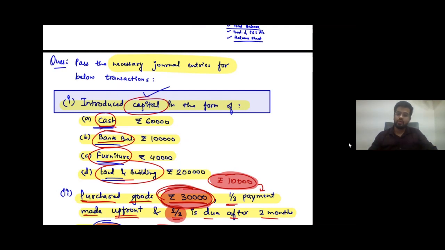So these four accounts we did a combined entry, that is cash account debit 60,000, bank balance 1 lakh, furniture 40,000, and land and building account debit 2 lakh rupees to capital account. Total of all these four items, that was rupees 4 lakhs. That was your first journal entry that we did. Then we did the ledger posting as well. Whatever is in debit, we have to write on the debit side of the ledger, and whatever is on the credit, we'll write on the credit side of the ledger.